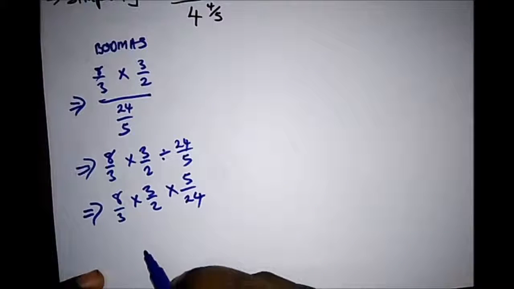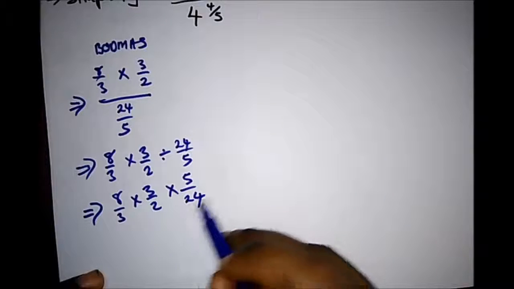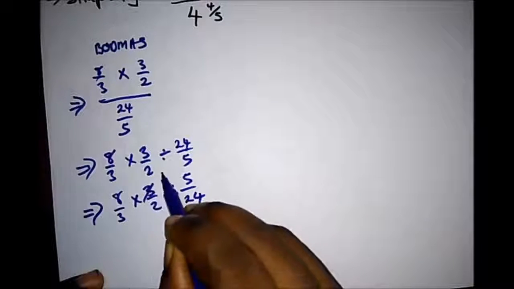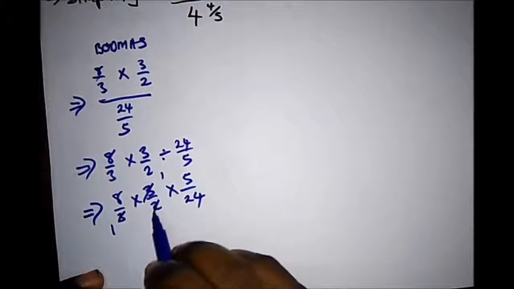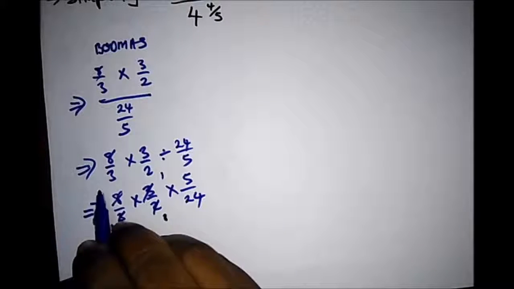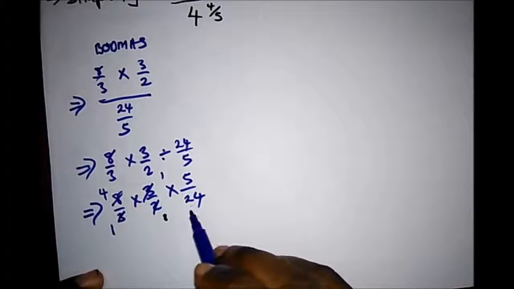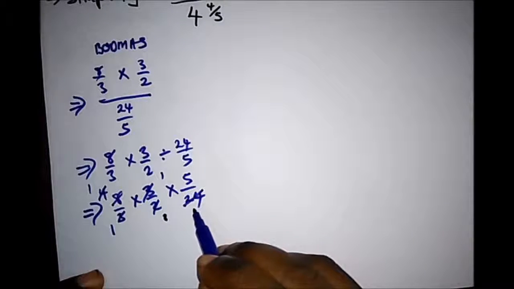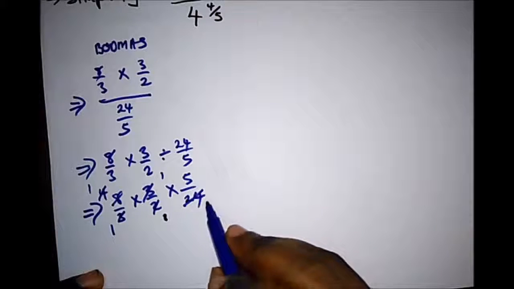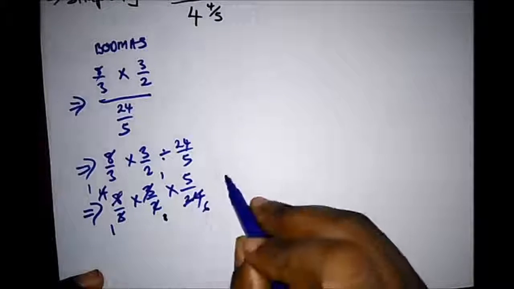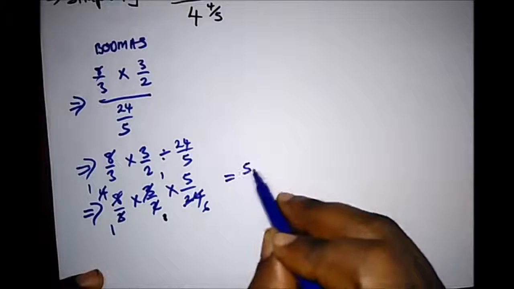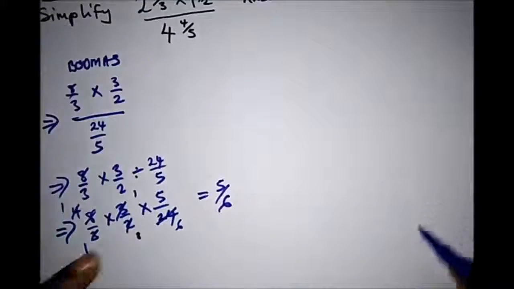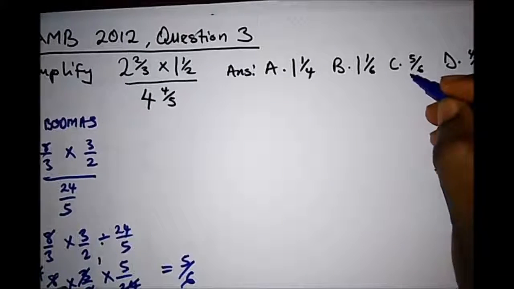From here we have the same operation on these fractions, so we can easily just cancel out. 3 would cancel itself, 2 will cancel itself here to give us 4. And 4 would go into 24 six times. So we have our answer, 5 over 6. And our correct option is C.